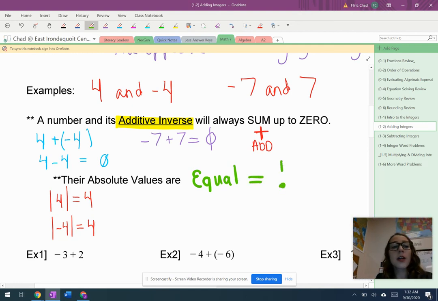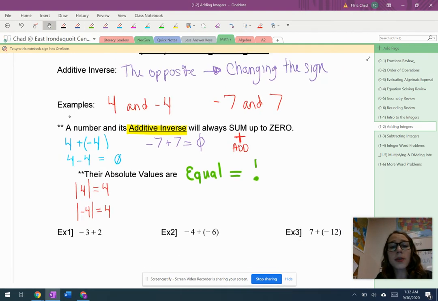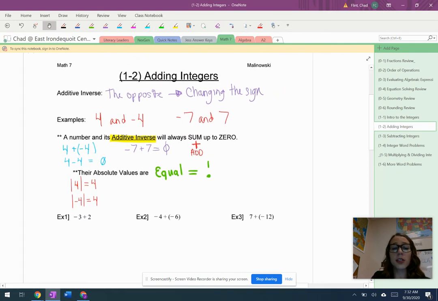Okay. So I'm going to break these videos up into smaller chunks. So we're going to look at just those definitions in this one, and then the next one we'll cover the examples.